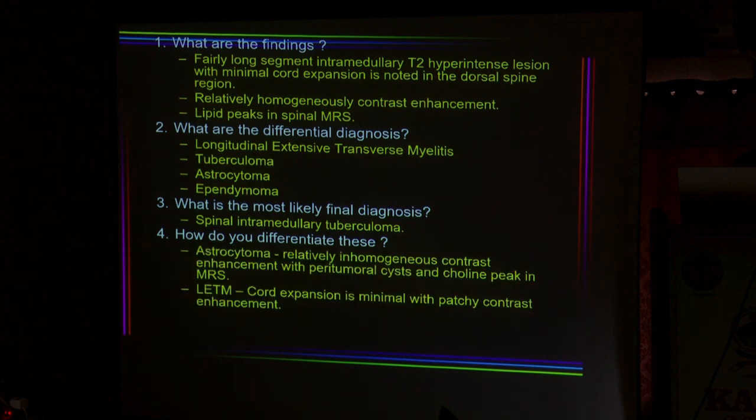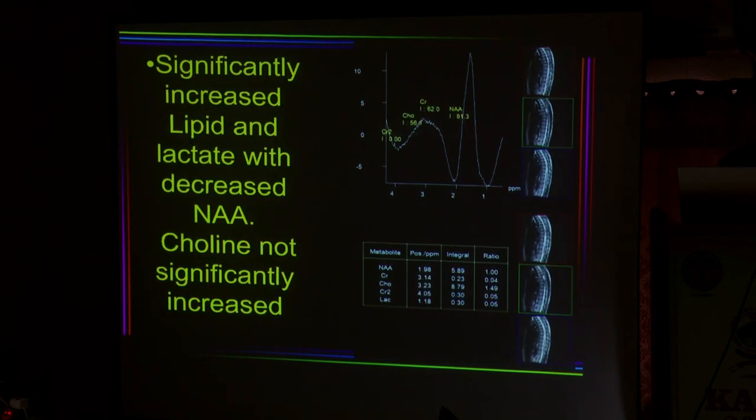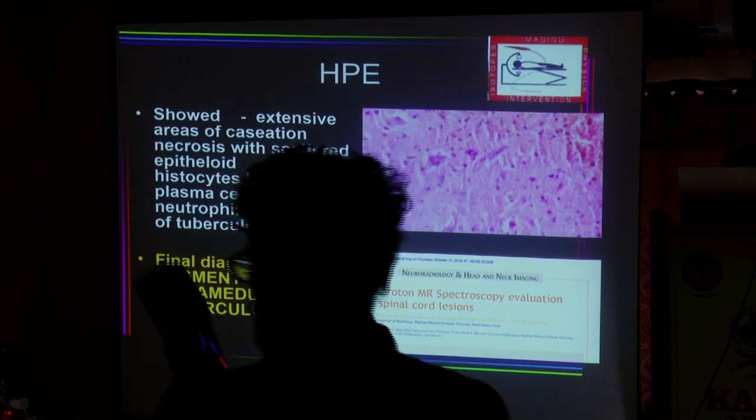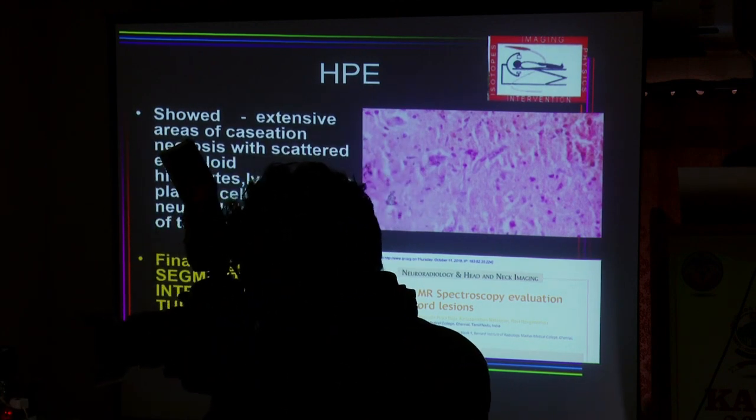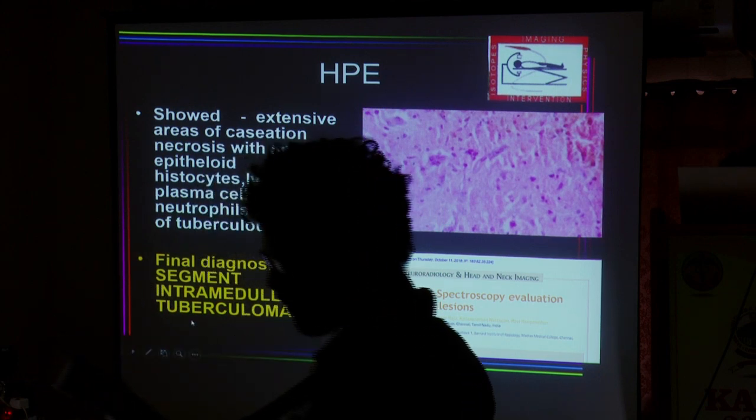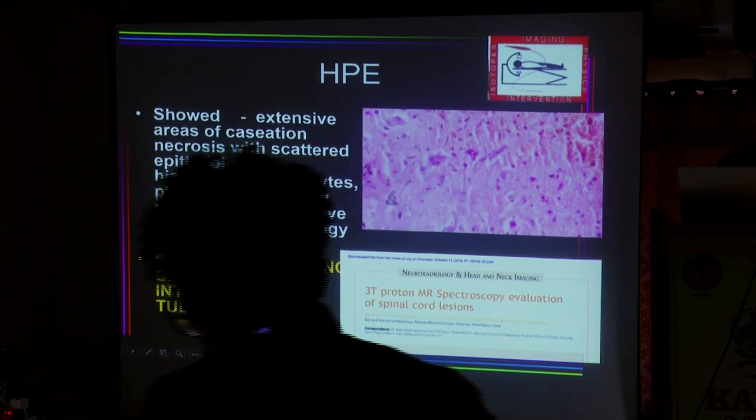So this was proved to be a spinal intramedullary tuberculoma, and in LETM the cord expansion is minimal with a patchy enhancement. So this is the spinal MR spectroscopy, and the spinal diffusion tensor imaging showed low ADC values. And in DTI there was no cord disruption, there was just a displacement with edematous cords. Pathology also showed caseation was present and proved to be an intramedullary tuberculoma, and this was also published as part of our publications in spinal 3T MR spectroscopy.